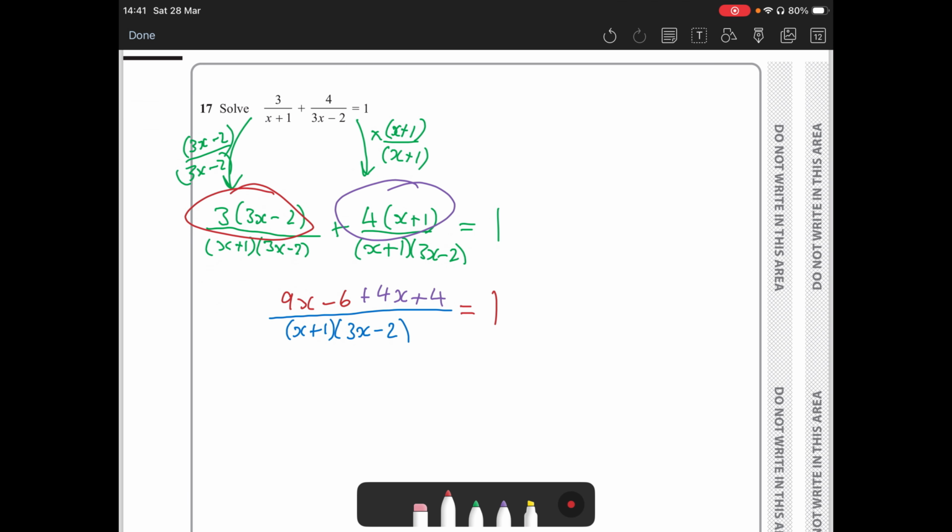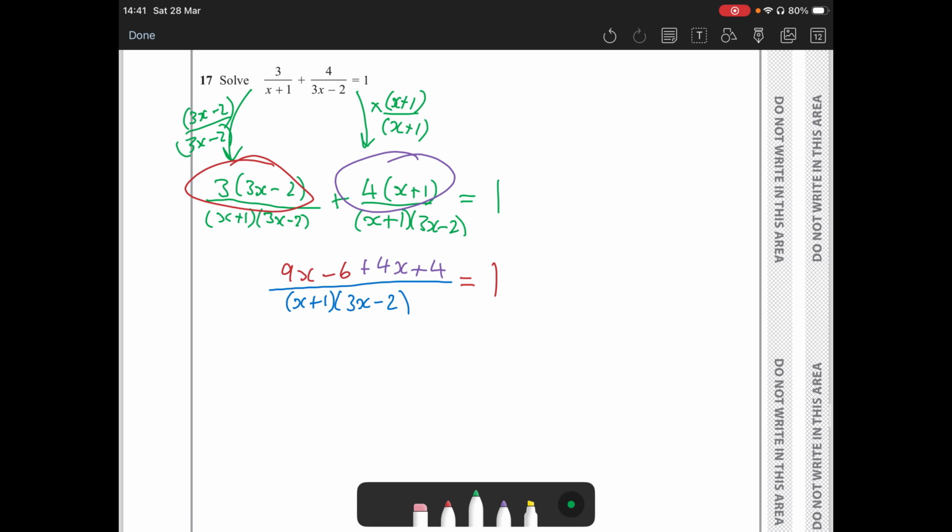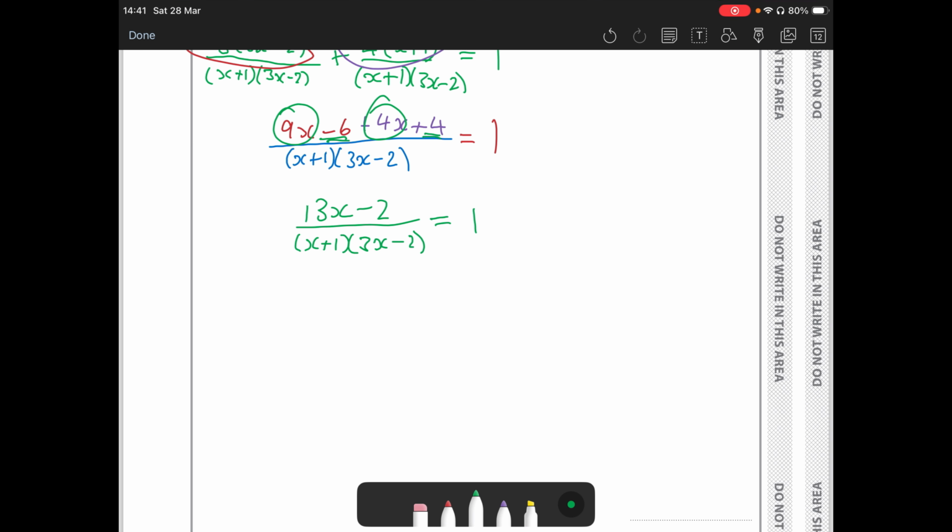So let's tidy up the numerator on the left-hand side. We've got 9x plus 4x, that's 13x. The minus 6 add 4 gives me take away 2, all over x plus 1 and 3x minus 2 equals 1. Now, at this stage, I want to get rid of the fractions altogether. So I'm going to multiply both sides by the double bracket, not just x plus 1, but 3x minus 2 on both sides. So I'll get 13x take away 2 equals, well, 1 times that is going to be x plus 1, 3x minus 2.